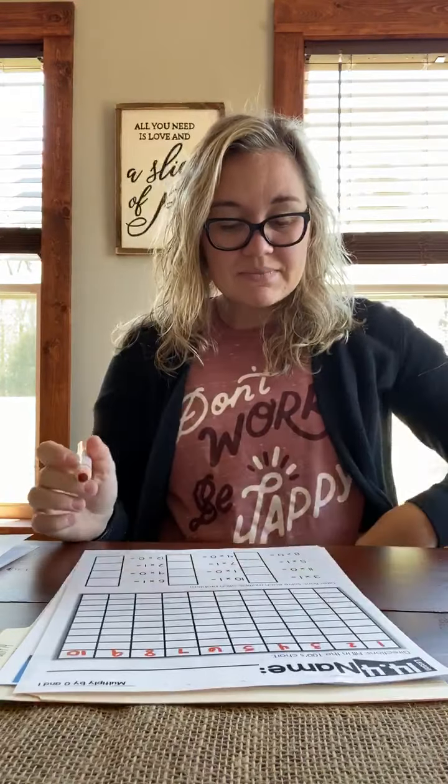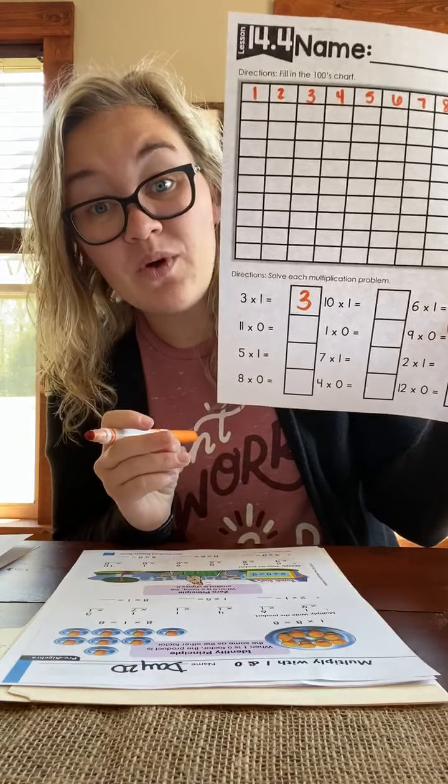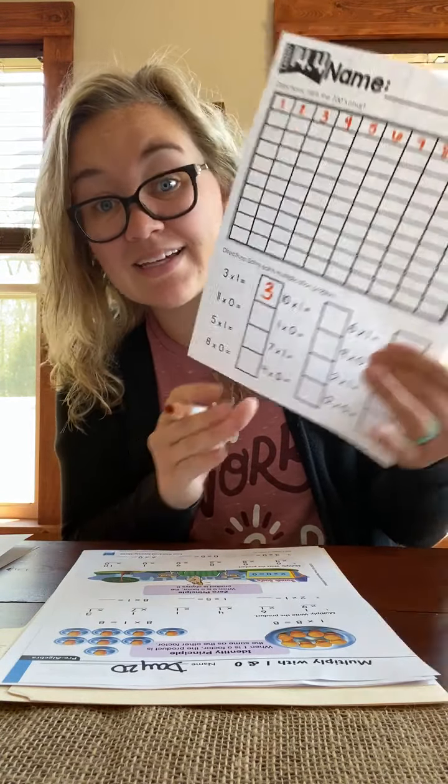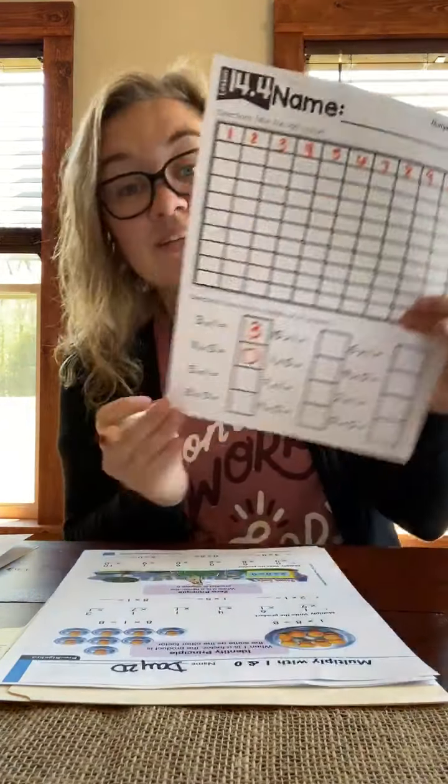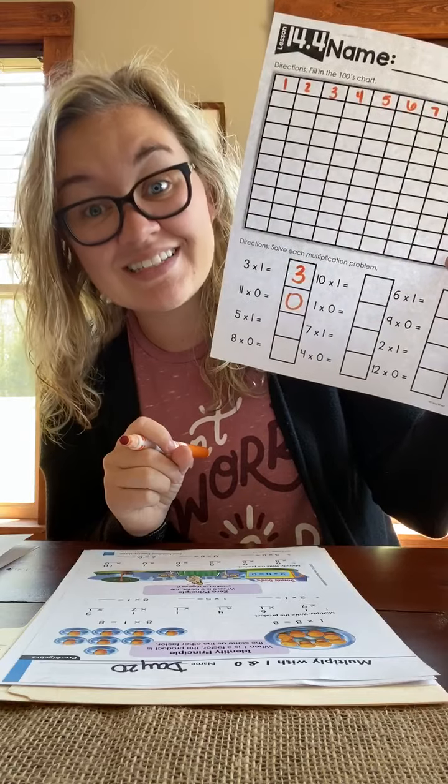All right. Now, we're going to take a look at multiplying with 1 and 0. Anytime we multiply a number by 1, it's just going to be that number that we multiplied by, okay? So 3 times 1, it's by 1, so it's just going to be 3 as our answer. So anytime it's multiplied by 1, it's just that other number. And anytime it's multiplied by 0, the answer is 0. So 11 times 0 would be 0.